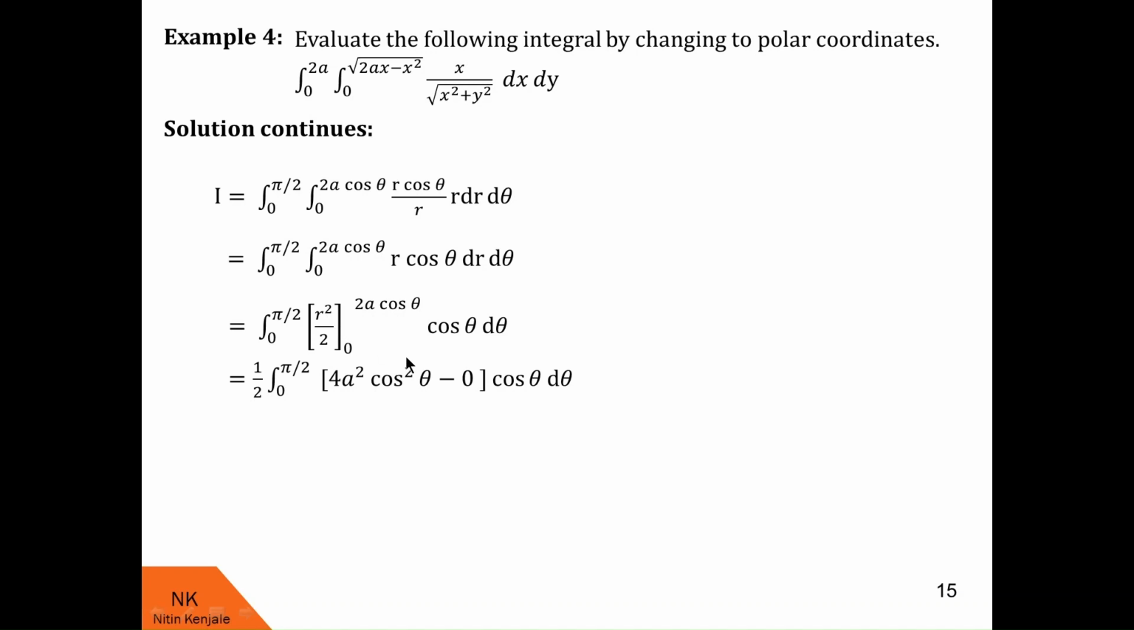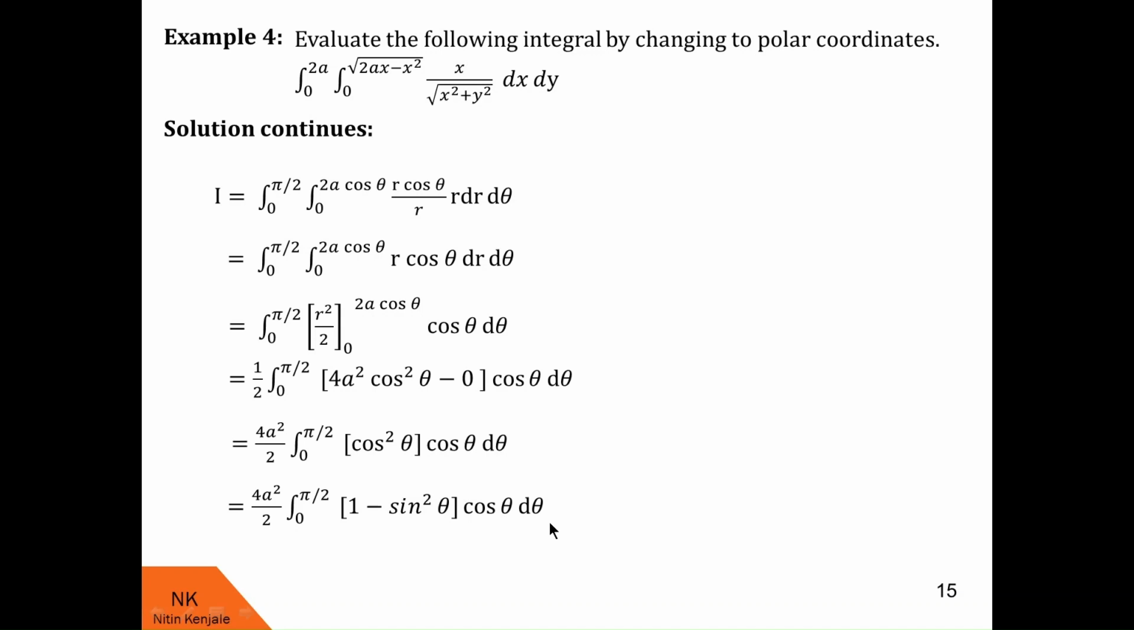After substituting lower limit, we get 0. This 4a square is constant, we can take it out. So outside we have 4a square upon 2, that is 2a square, into integral from 0 to pi by 2 of cos square theta into cos theta d theta. This cos square theta can be written as 1 minus sin square theta using the identity cos square theta plus sin square theta is equal to 1.